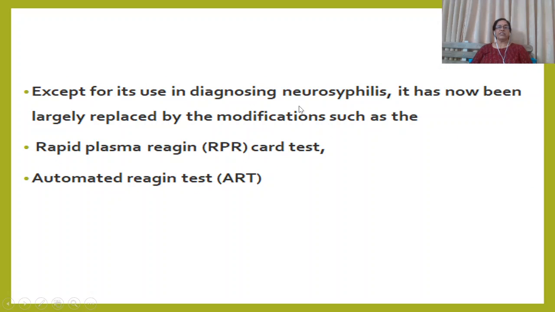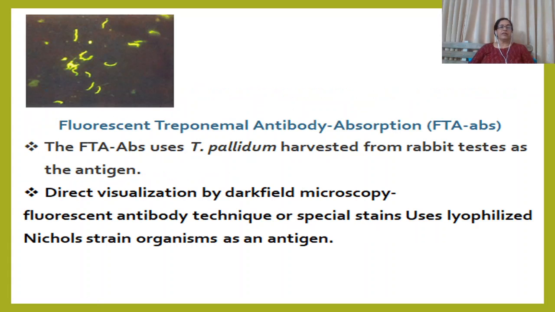Except for its use in diagnosing neurosyphilis, these tests have now been largely replaced by other tests like the rapid plasma reagin RPR card test or ART, that is the automated reagin test. An important test which can be used for confirmation is the fluorescent treponemal antibody absorption test, FTA-abs. This FTA-abs uses Treponema pallidum harvested from rabbit testes as the antigen.